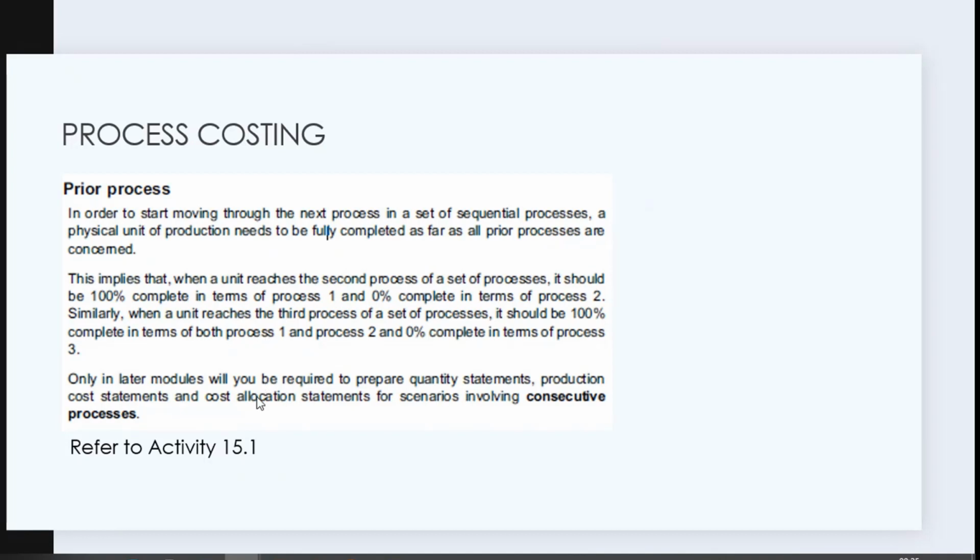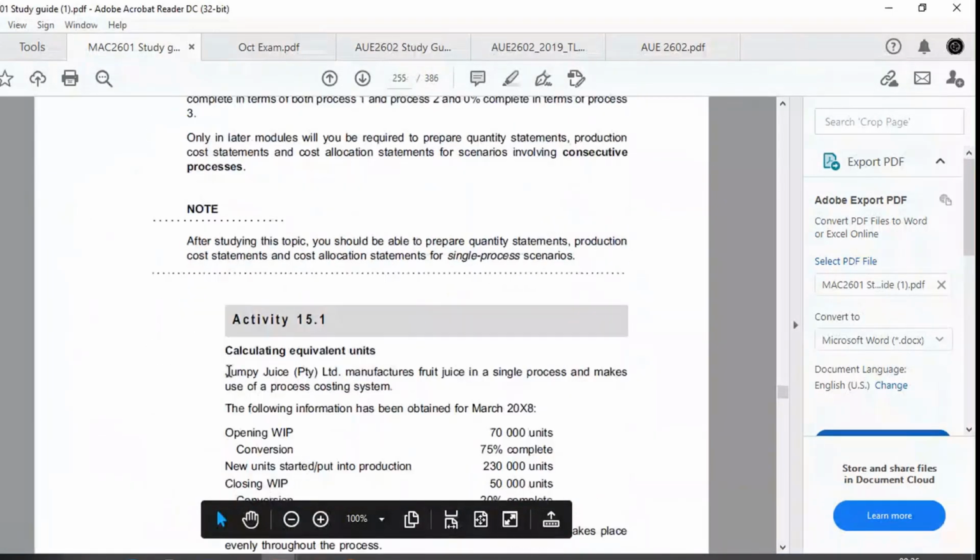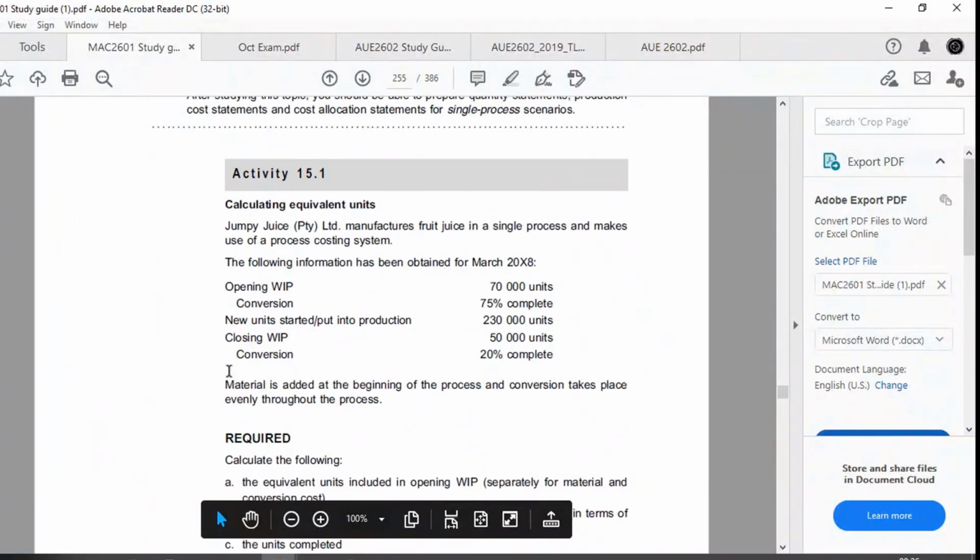So think about it that way, in terms of when we're looking at a consecutive process. The completed goods of process 1 are taken to process 2, so they need to be 100% complete, because we need them for the second process. So let's try to look at activity 15.1.